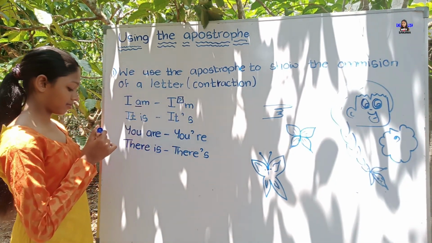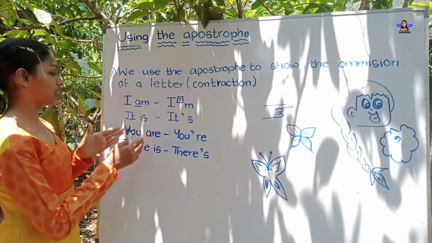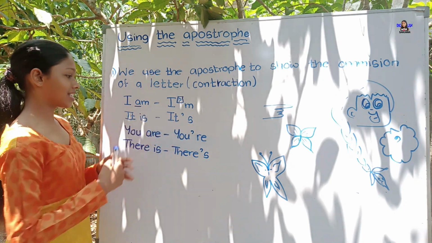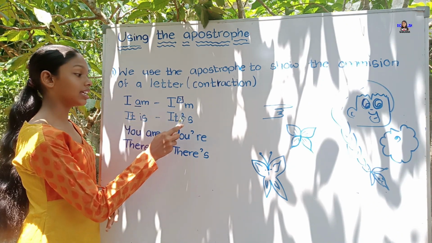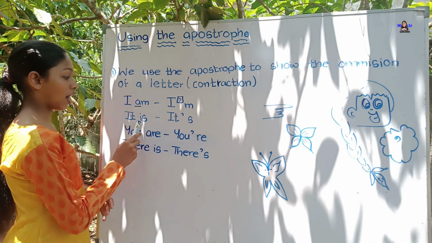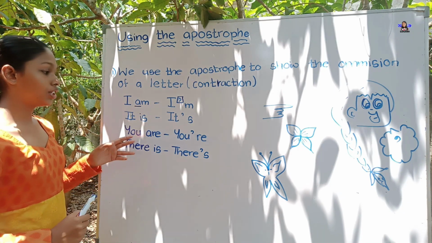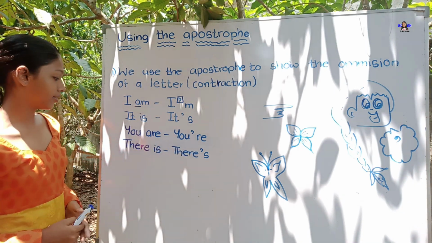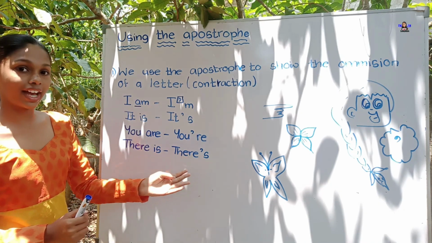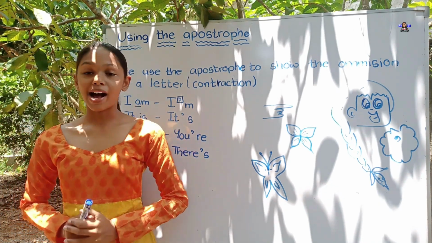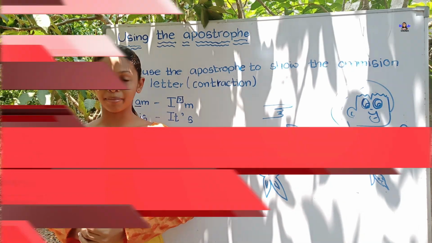I'm. The same method with it is. It's. Here we used the apostrophe instead of I. You are, you're. There is, there's. Now let's move on to the second segment.